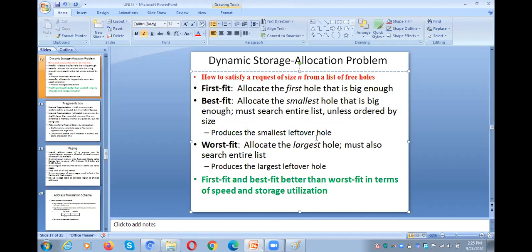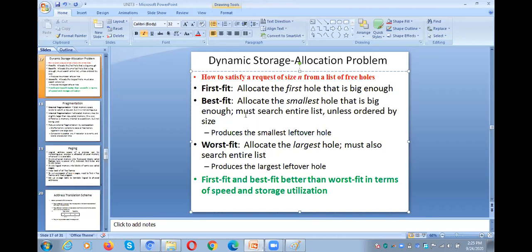For example, if 50 kb, 60 kb and 70 kb partitions are available, and you want to keep a 40 kb process, which one do we choose? We choose the 50 kb partition. Why? Because if we keep a 40 kb process in a 50 kb hole, the leftover internal wastage is only 10 kb. So that is the idea of best fit.